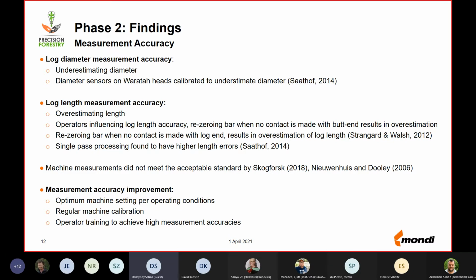the acceptable standard. And then the question is, how can we improve the harvesting measuring system? By optimal machine settings per operating conditions, making sure you have your correct pressure settings on your machine, and making sure that your length and diameter sensors are in good working condition. It has been proven time and time again that regular machine calibration does improve your harvesting measuring system, and that operator training will help to achieve high measurement accuracies.